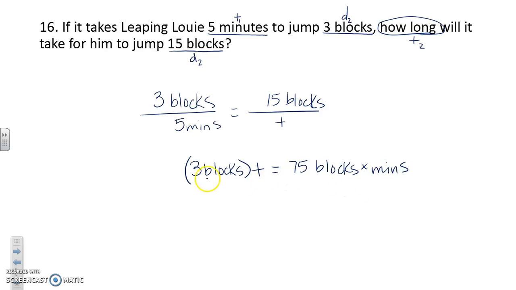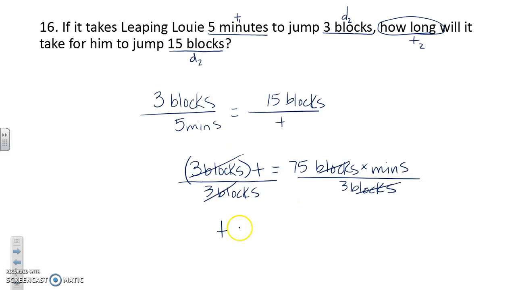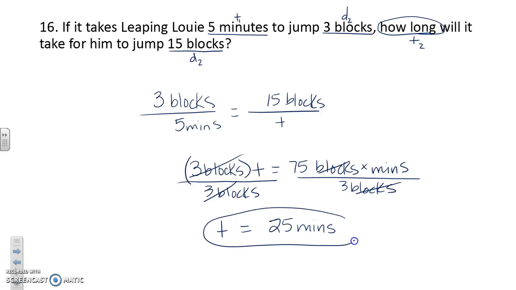There we go. All right, 75 blocks times minutes. All right, we need to get rid of 3 blocks because we want t to be by itself, so we're going to divide both sides by 3 blocks. Blocks cancel. 3 blocks cancels. We're left with t, and t is equal to 75 divided by 3 is 25 minutes. So it's going to take them 25 minutes in order to travel 15 blocks.